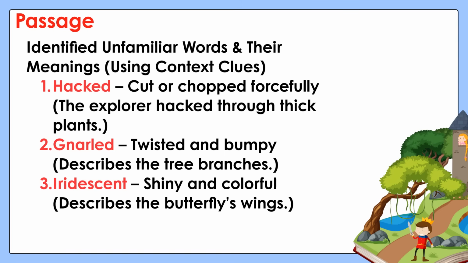Identify unfamiliar words and their meanings using context clues. First is hacked, cut or chopped forcefully. The explorer hacked through thick plants. Second is gnarled, twisted and bumpy. It describes the tree branches. Third is iridescent, shiny and colorful. Describes the butterfly's wings.